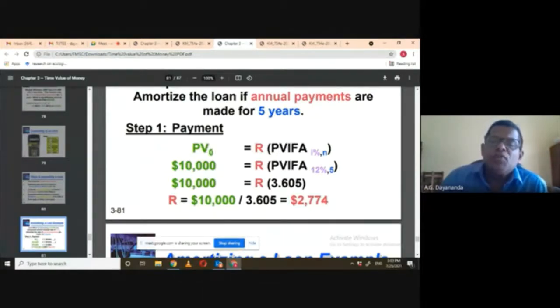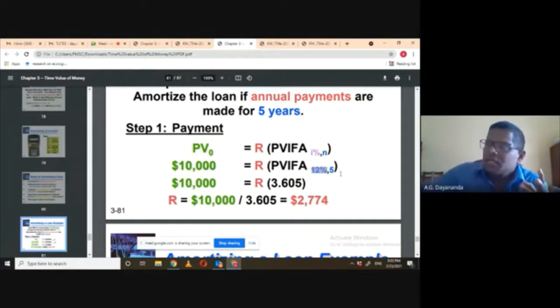So present value of an annuity, R is the annuity here, or the payment. Here you see present value interest factor annuity. You are looking at table number 4 that I discussed. Now you may have the table. Present value interest factor annuity, here in this case, I is 12% and the period is 5.